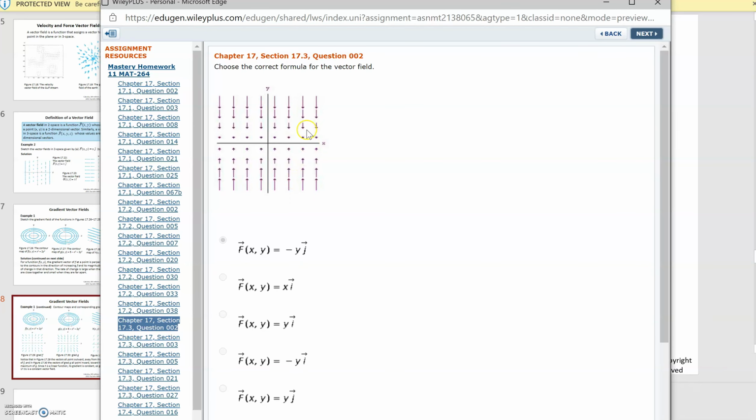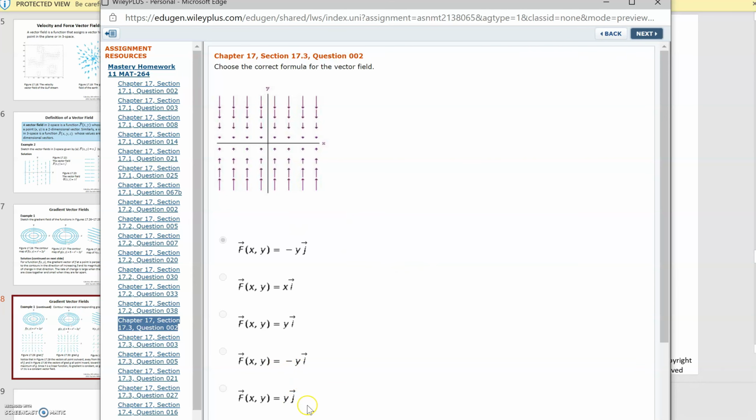So we're looking here, and it says choose the correct formula for the vector field. Now, all these are going vertically, so we can dismiss any of them that have i. So the second one, gone. This one, gone as well. This one, gone as well. And I'll just leave these two.